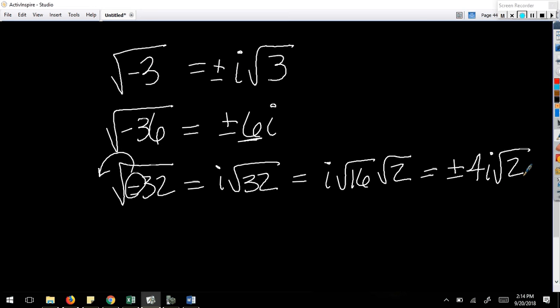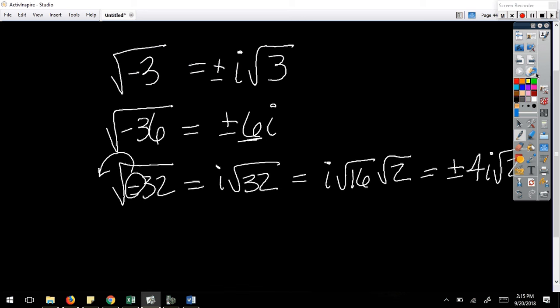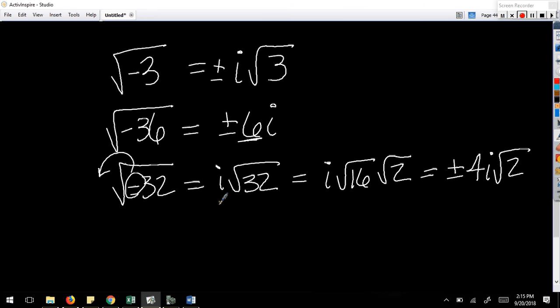Does that make sense to everybody? No? Where did I lose you? All right, do you understand? I didn't see what you did in the beginning, so I was right. Pull the negative out. That's right. This is where the negative went right here. And then this is just what we did before, day before yesterday, where we split that up into 16 and 2.